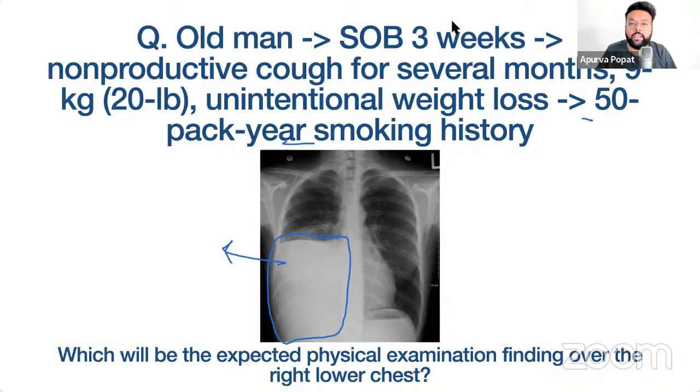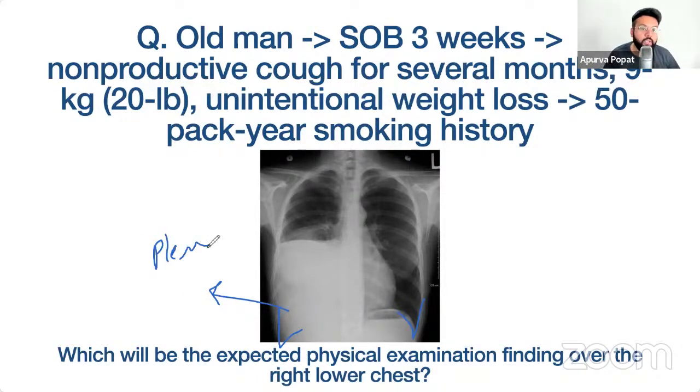Guys, when you look at the X-ray, what do you see first? What angles do you see? The right costophrenic angle is obliterated. So what do you expect when the costophrenic angle is obliterated? Pleural effusion. In diaphragmatic paralysis, your costophrenic angle would be clear.